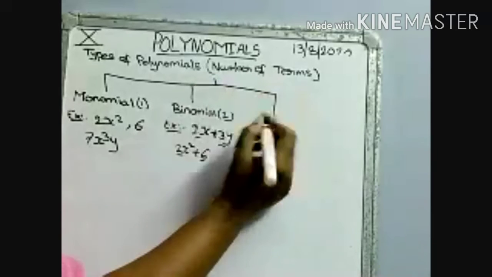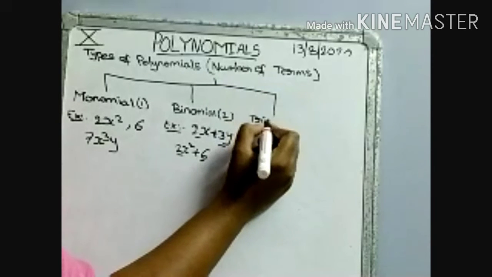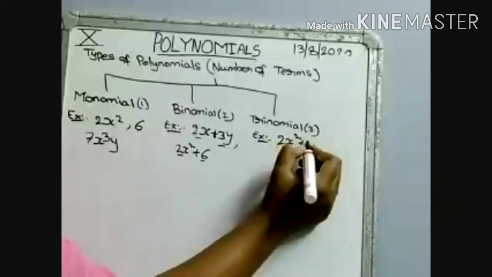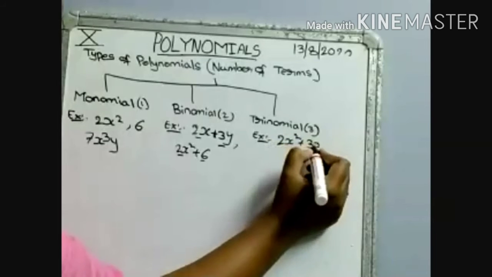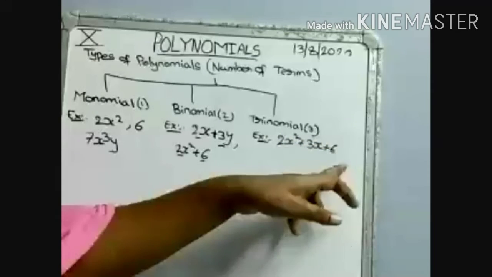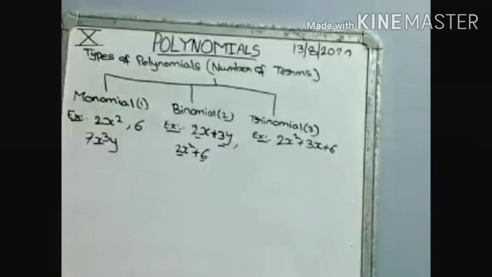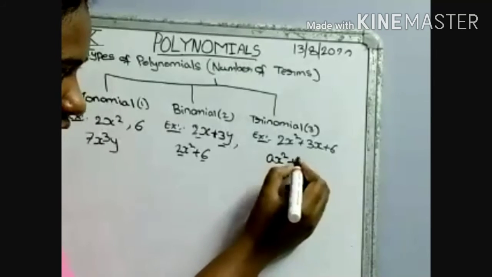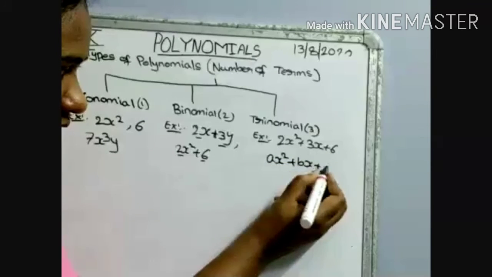And after that you can take trinomial. Trinomial means 3. How will we take the example? Some 2x square plus 3x plus 6 you can take. So here 3 terms are there, so it is called a trinomial. And you can take this one also, ax square plus bx plus c.